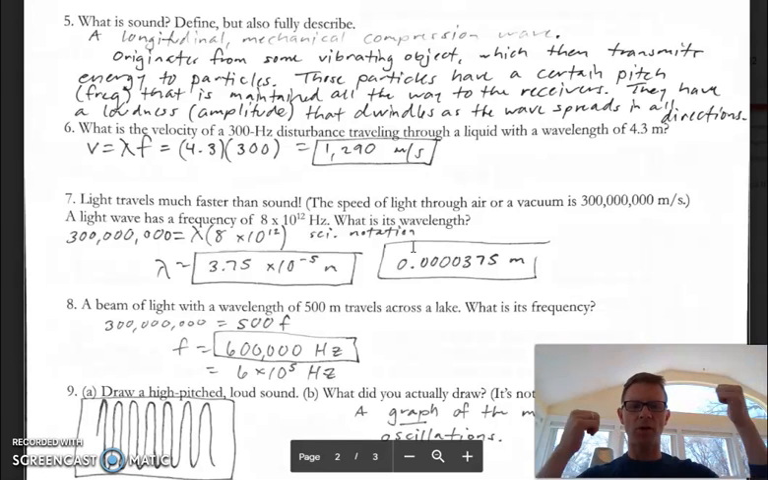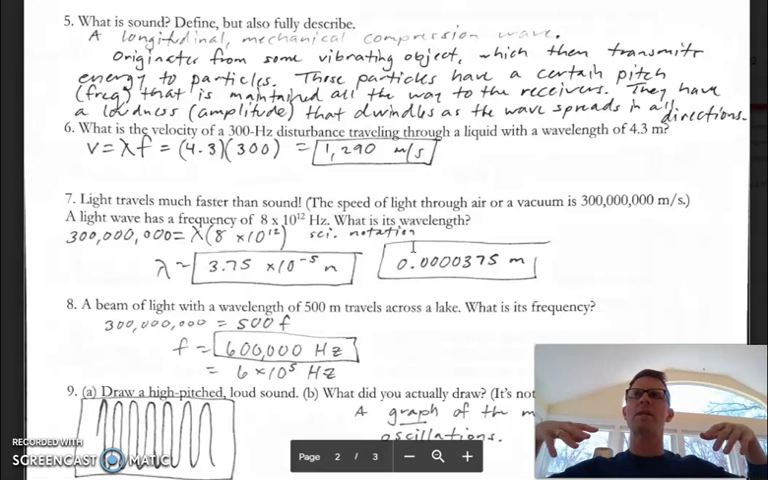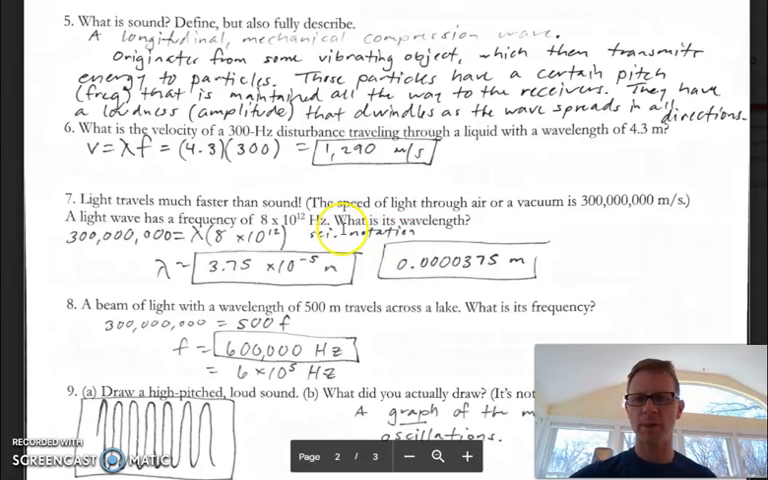And it spreads out in all directions, which means that the loudness is going to decrease, because as you get further away, you're going to have less energy as it gets spread out.